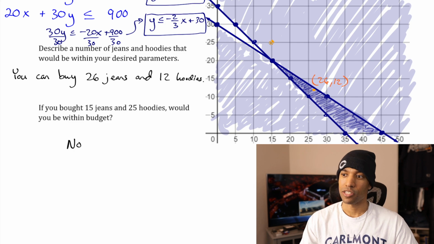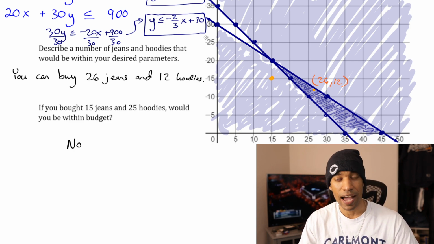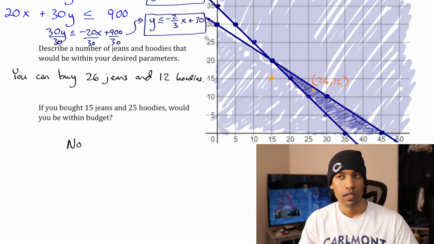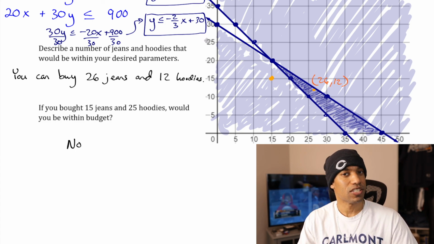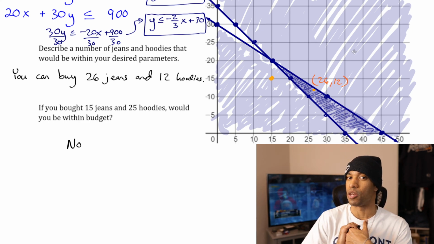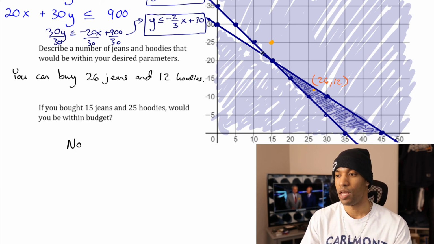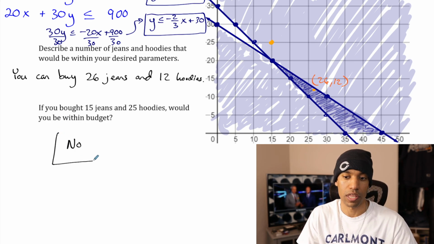Now, if I asked, if you bought 15 and 15, would you be within budget? The answer is yes. But that doesn't state that you satisfied all the things you needed. Would it be a solution to the system? No. Would it be a solution to the budget inequality? Yes. But for this one right here, the answer is no. You're not within budget, and it's not a solution to the system because you're not within budget.